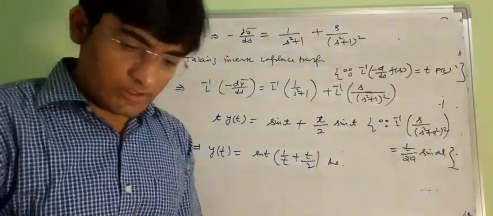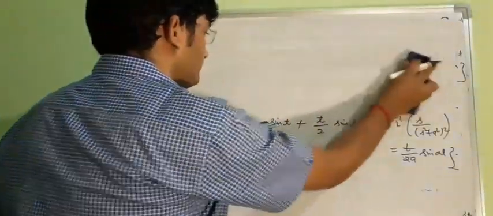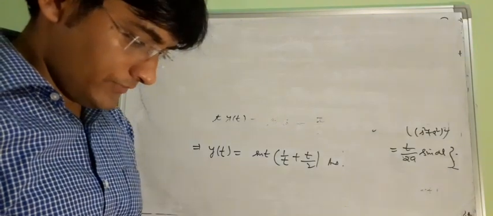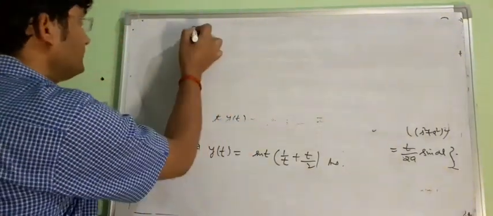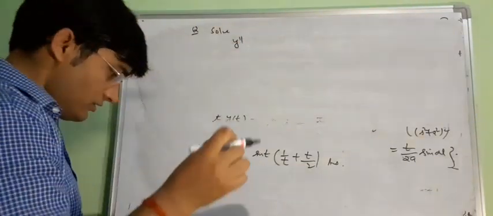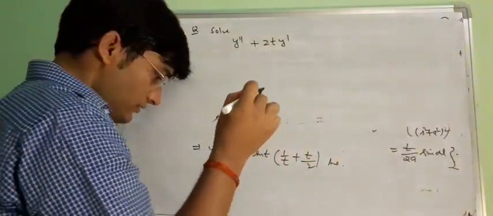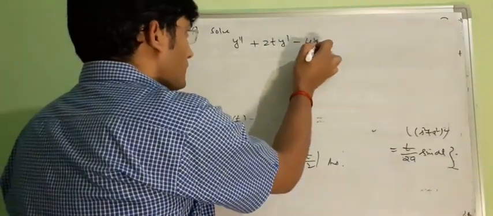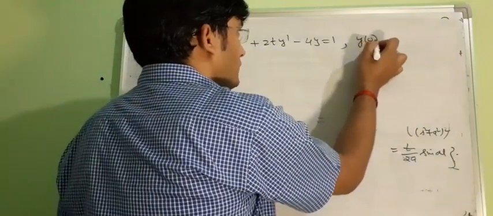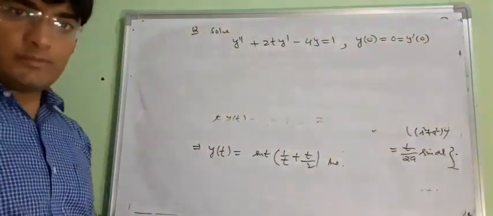So this is your answer. Now let us start with another question. Solve y double dash plus 2t y dash minus 4y is equal to 1, where y(0) and y dash(0) are 0. So let us solve this question.